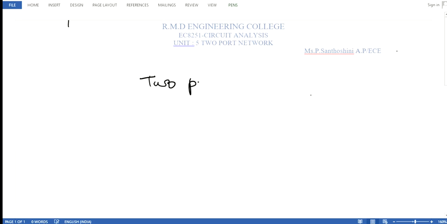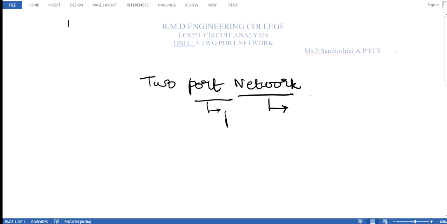Two-port network. This is your first topic in the 5th unit. And generally tell me what is meant by a network. A network is nothing but a circuit having both active elements and passive elements. That is, it is having input, process, then it gives an output. Clear? Like a system. It is called a network. And port. Port is nothing but a pair of nodes.